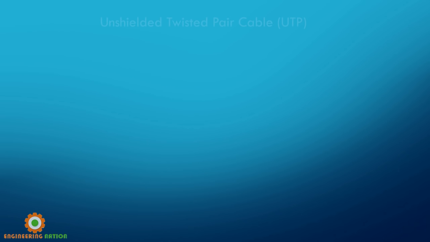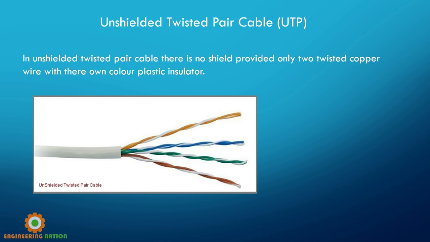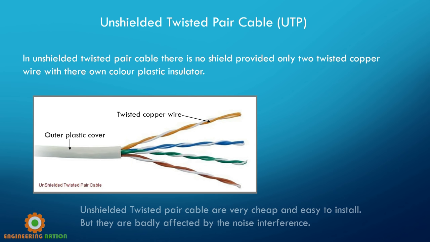Here is the first, unshielded twisted pair cable. It can also be called UTP. In unshielded twisted pair cable, there is no shield provided, only two twisted copper wires, each with its own colored plastic insulator. This is the pictorial of unshielded twisted pair cable. Here there is a conductor copper wire which is insulated by plastic or PVC. This is a twisted copper wire with an outer plastic cover so that it can be protected from the environment.